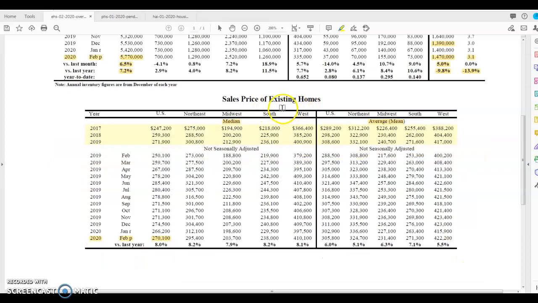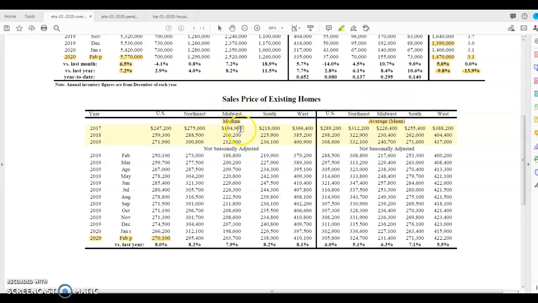Let's scroll down and take a look at the sale price of existing homes. Same kind of setup here. You got the past years and then the months here. This data on the left is median price data, whereas on the right you have average or mean price data. With housing, this is going to be more skewed.